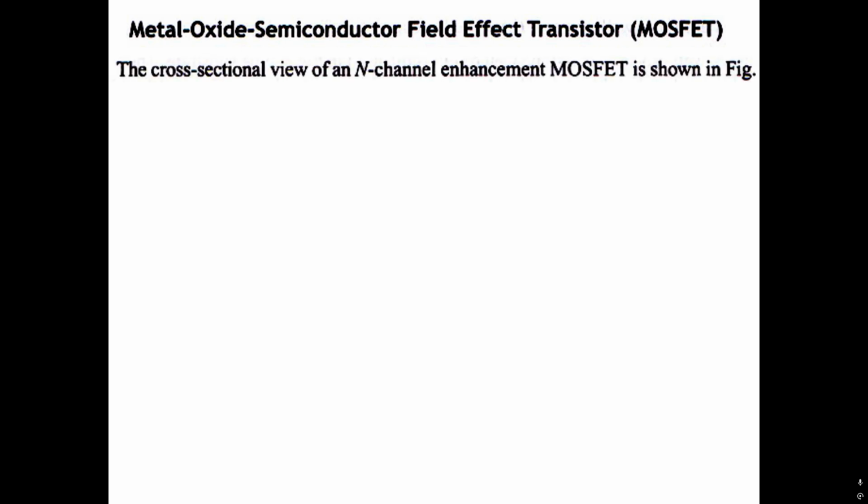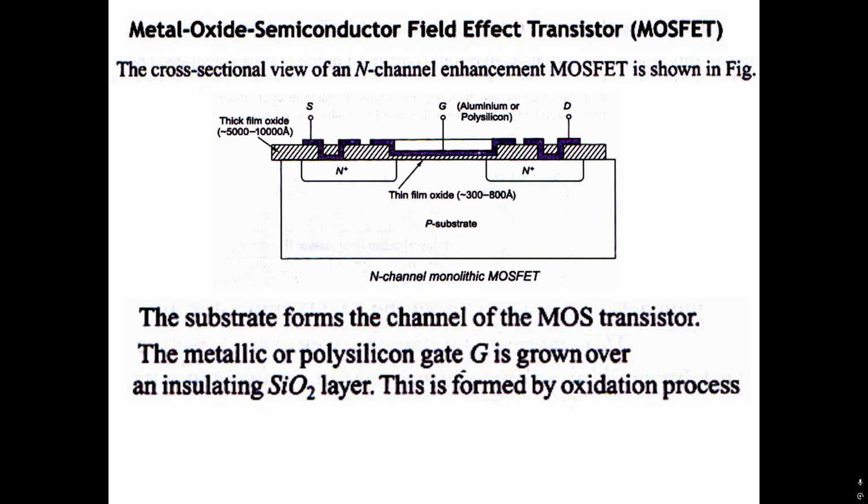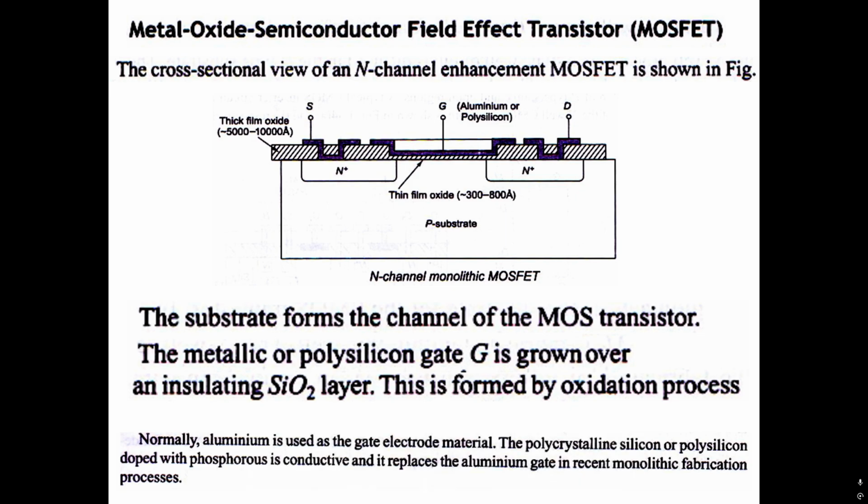Next we have metal oxide semiconductor field effect transistor or MOSFET. The sectional view of an N-channel enhancement MOSFET is shown in figure. The substrate forms the channel of the MOS transistor. The metallic or polycrystalline silicon gate G is thrown over an insulating SiO2 layer. This is formed by oxidation process. Normally, aluminum is used as the gate electrode material. The polycrystalline silicon or polysilicon doped with phosphorus is conductive, and it replaces the aluminum gate in recent monolithic fabrication processes.